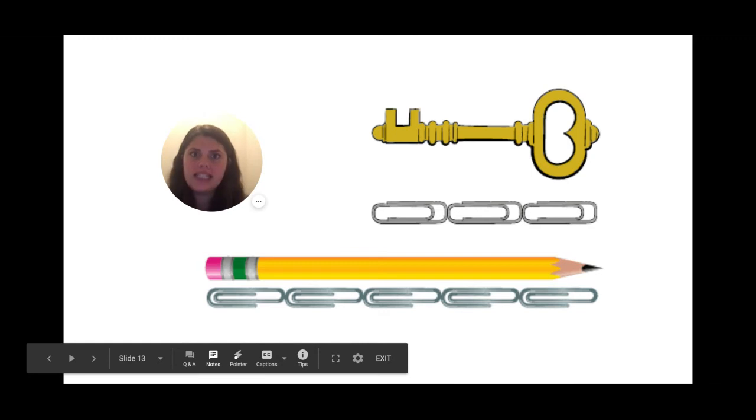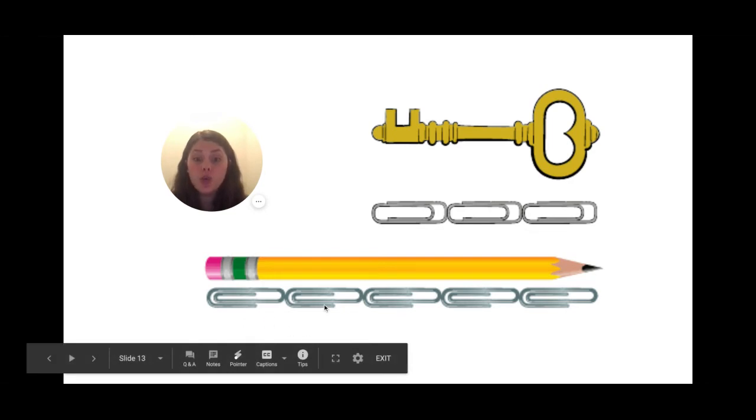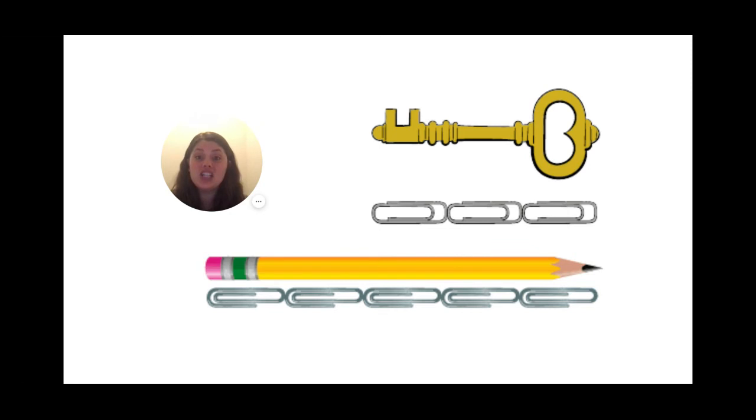All right, friends, now we're going to continue using the same paperclip method to measure and compare the lengths of this key and this pencil. Friends, how many paper clips in length is this key on the screen? That's right, it's 3. And how many paper clips in length is the pencil, Keeble Cubs? Let's count it out together. We have 1, 2, 3, 4, 5 paper clips in length. So the key has 3 paper clips and the pencil has a length of 5 paper clips.